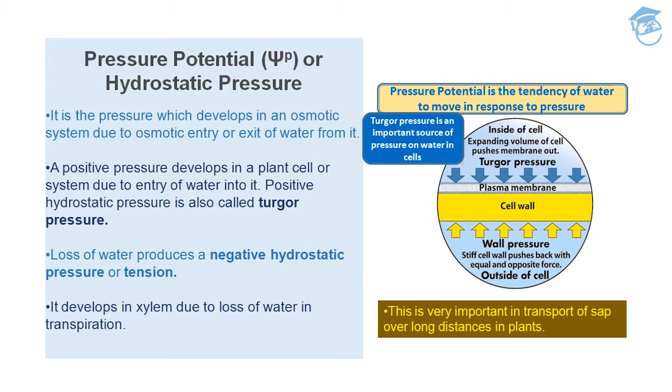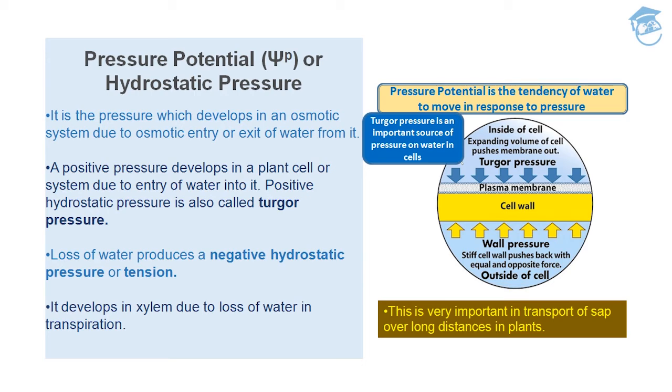Positive pressure develops in the plant cell due to entry of water. Positive hydrostatic pressure is called turgor pressure, and the loss of water produces a negative hydrostatic pressure or tension, and it develops in xylem due to loss of water in transpiration. So pressure potential is the tendency of water to move in response to pressure. Whenever you apply pressure, then water moves, or it has the tendency to move, and that is called pressure potential.